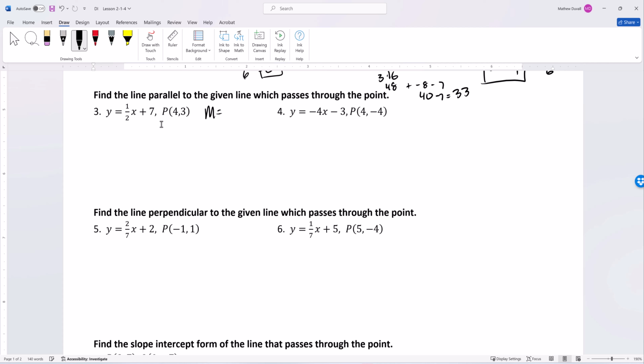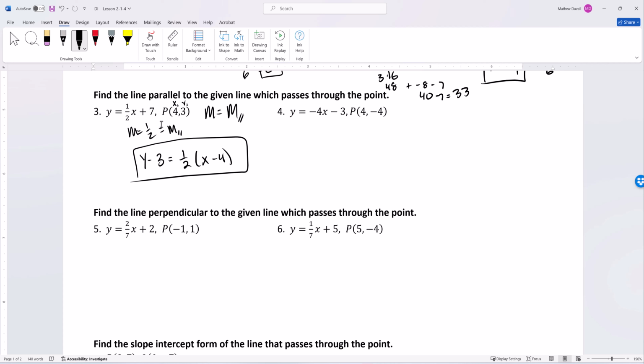It says find the line parallel. Okay, so that means whatever your slope is, the parallel line's slope equals your slope. So you don't change the slope. Parallel to the given line and passes through the point. Okay, so if my slope is 1/2, that is also my parallel slope. And I have my point, there's my x1, there's my y1. So y minus y1 equals my slope times x minus x1. There's the equation of the line. Great, we're done.